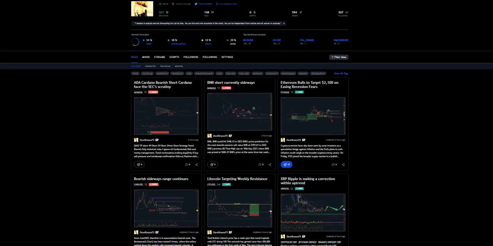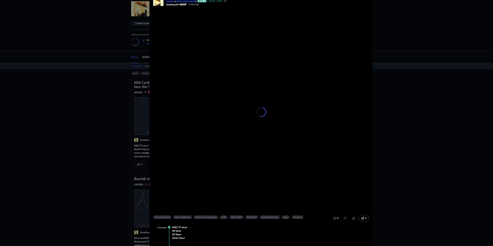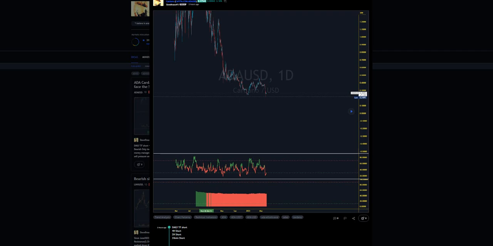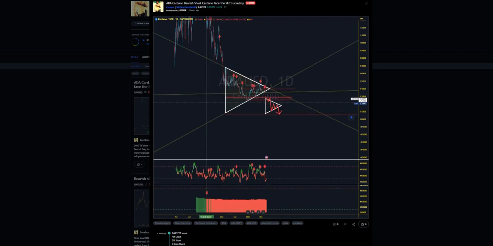So the current one I have been publishing is, for example, Cardano ADA, and you can see here. And the best thing I have to add on Tradingview is, if you publish an idea, it will never be hidden again. You cannot delete it anymore. It stays forever there. So there is no room for manipulation, right?